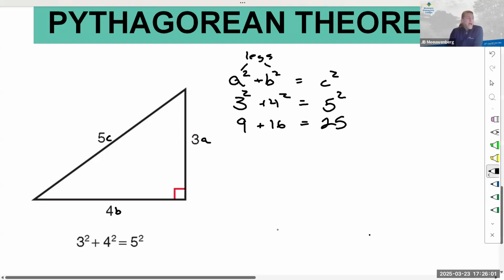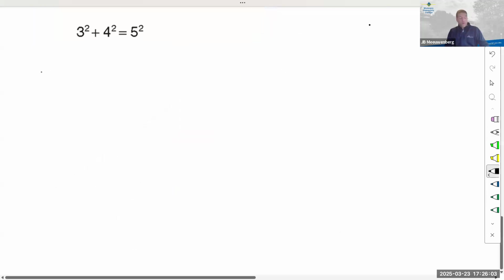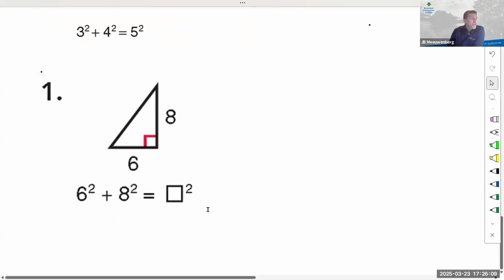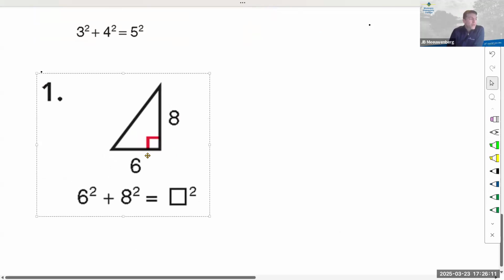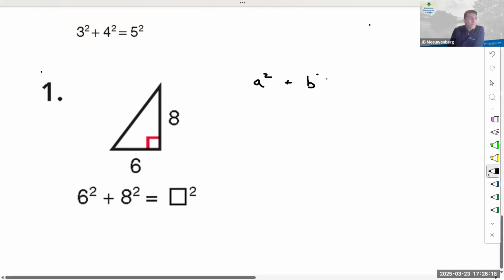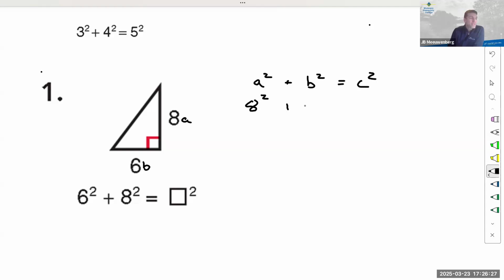Let's now investigate a triangle where we don't know one of its sides, and we have to use the Pythagorean theorem to calculate it. So what you'll see here is a triangle that, again, is a right triangle. It has legs of 8 and 6. And so if we use our Pythagorean theorem, A squared plus B squared equals C squared. Let's call this A and this B. 8 squared plus 6 squared is equal to C squared.